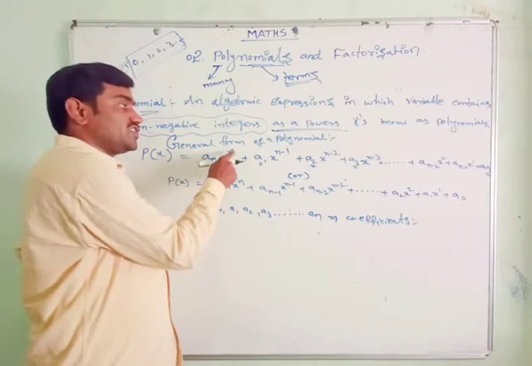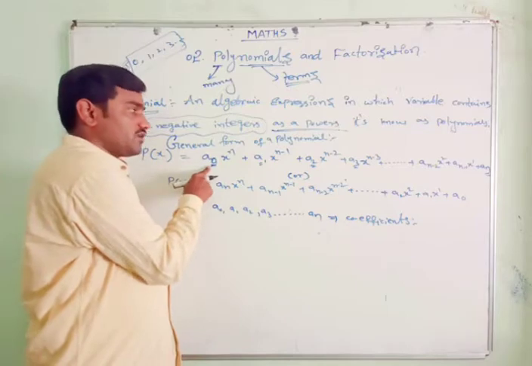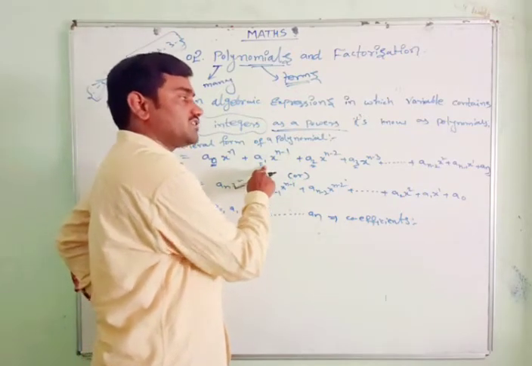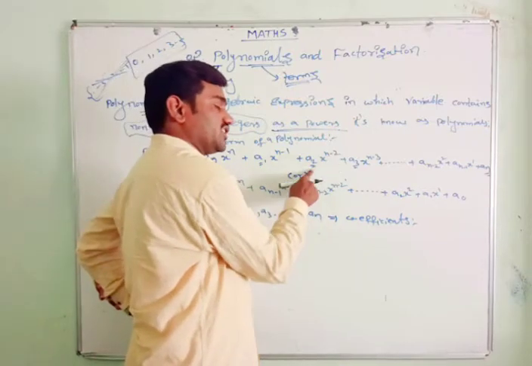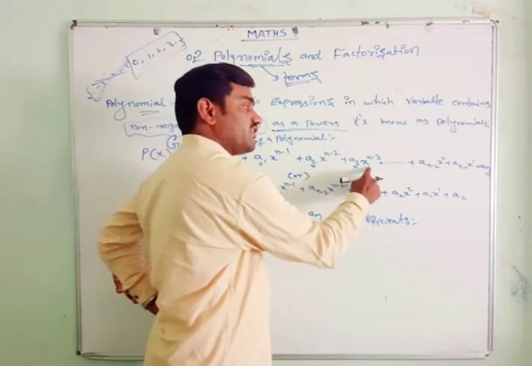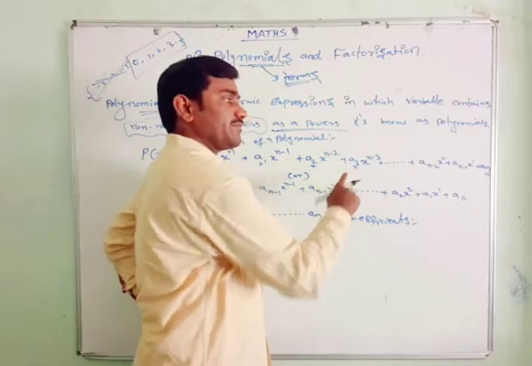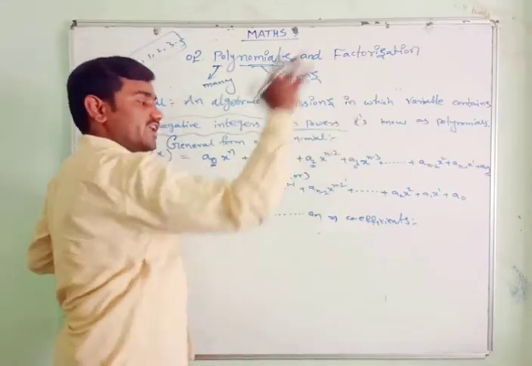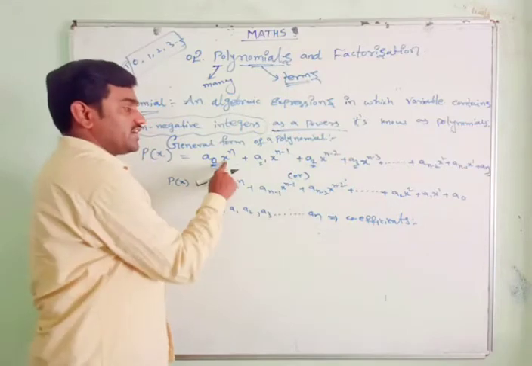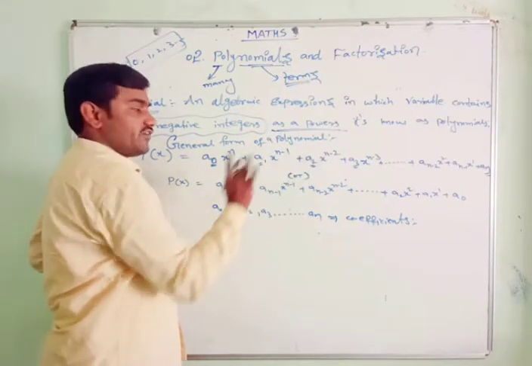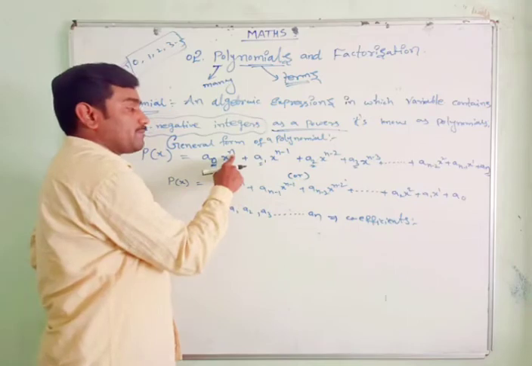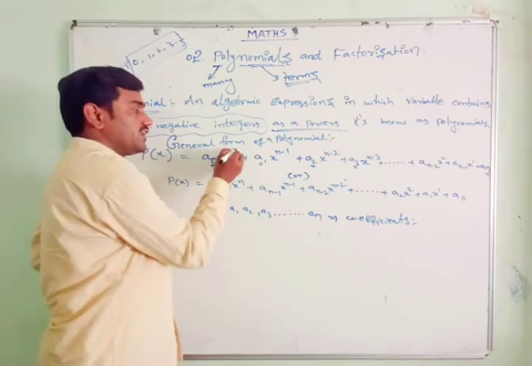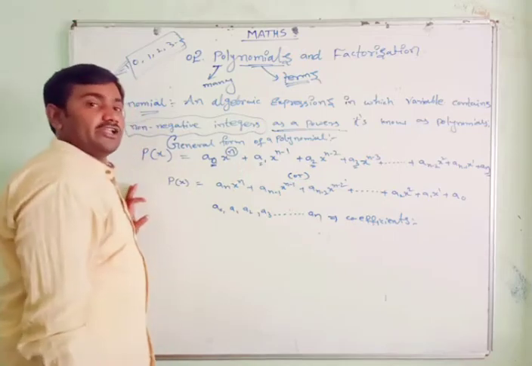What is the coefficient of x to the power of n? That is a0. What is the coefficient of x to the power of n minus 1? That is a1. What is the coefficient of x to the power of n minus 2? That is a2. What is the coefficient of x to the power of n minus 3? That is a3. So a0, a1, a2, a3 and so on, an are known as coefficients. Here x is known as the variable. Here n is the power, or the degree, of this polynomial.